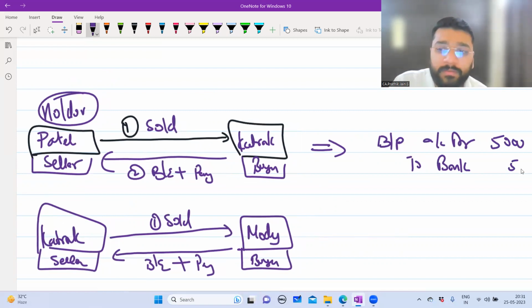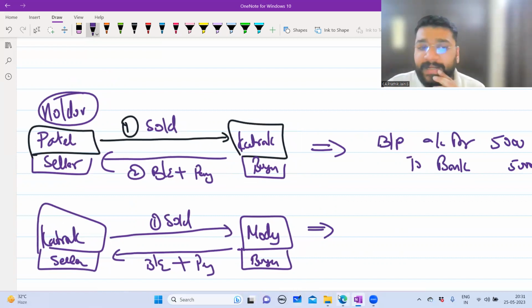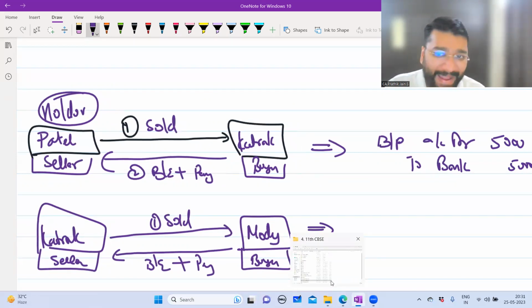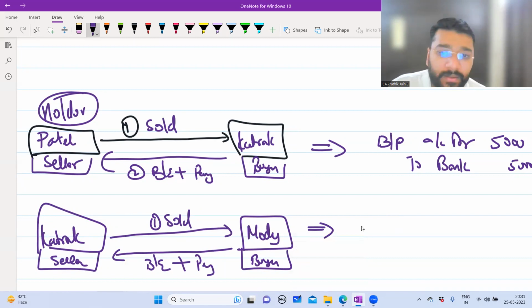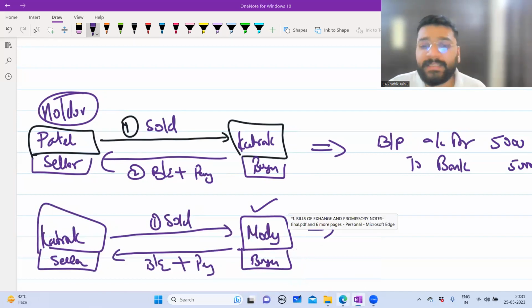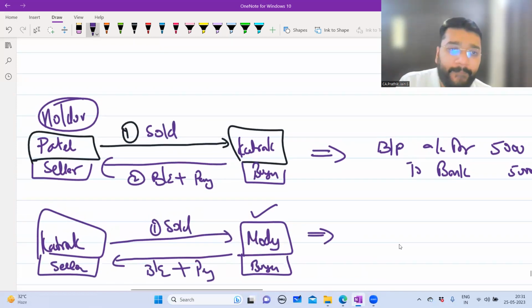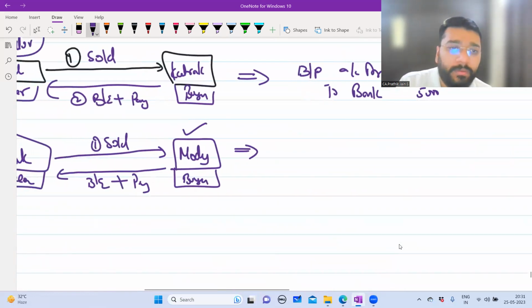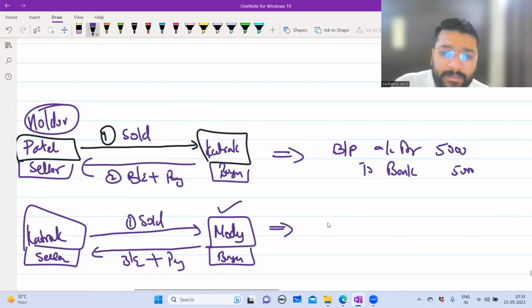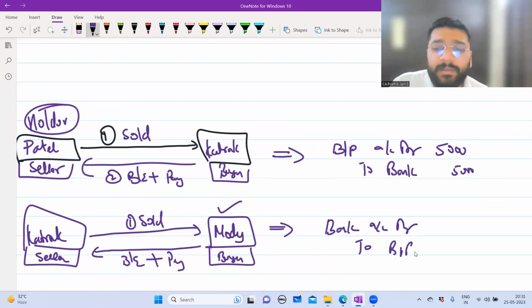5,000. Now here from Modi, we are receiving the money. So what is the entry? It's bills receivable. From Modi, we had received money. So the money is received. I think cash to bills receivable. Bank to bills receivable or cash to bills receivable? Let's make it bank itself. So bank account debit to bills receivable, 5,000.